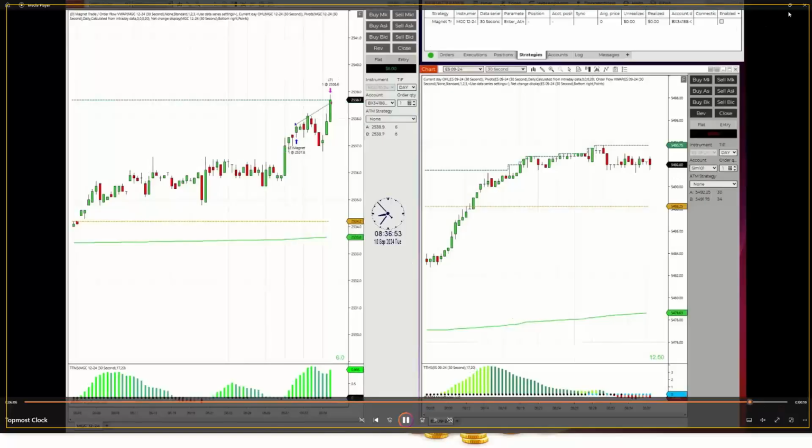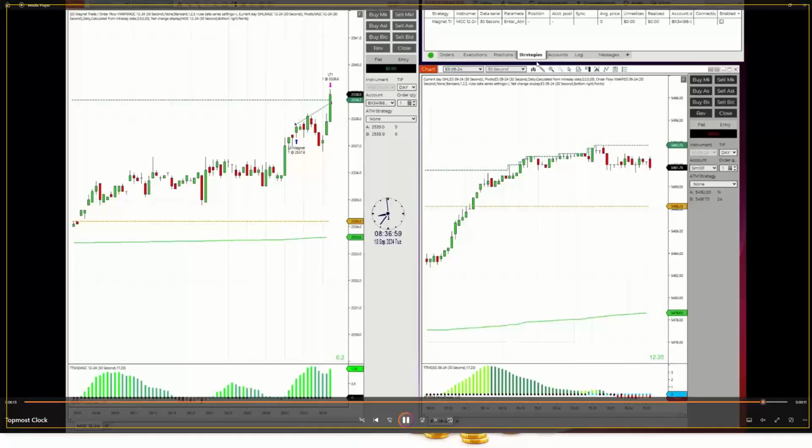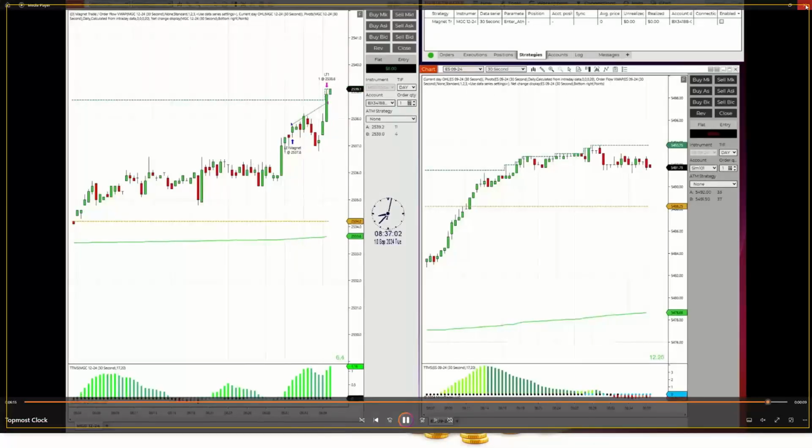In our prop account, you can trade these magnets, trap trades, everything that we do. And that was a magnet. It took about 3 or 4 minutes to make money on a magnet.